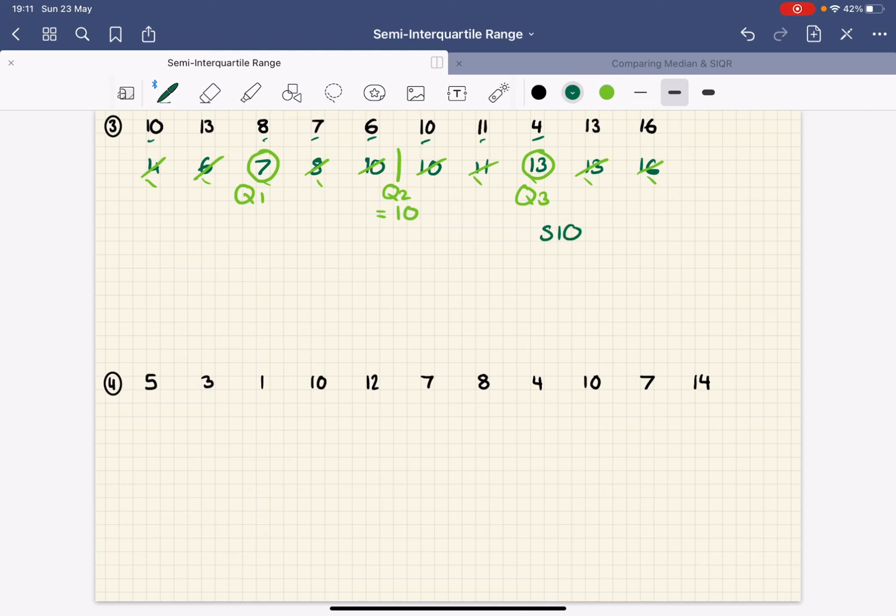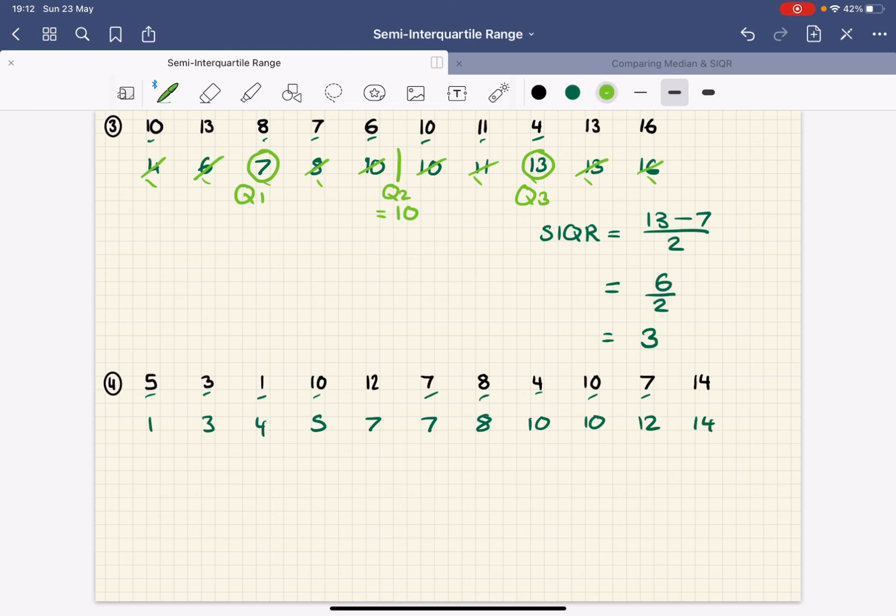So my semi-interquartile range is going to be that 13, take away the 7, divided by 2. 13 take away 7, that's going to give me 6, divided by 2, which is just going to come out as 3. Last one then, again, putting it in order. So I've got the 1 there, then I've got the 3 and the 4, and that 5. Then we've got 2 lots of 7, the 8, and then the 2 lots of 10, the 12, and that 14.